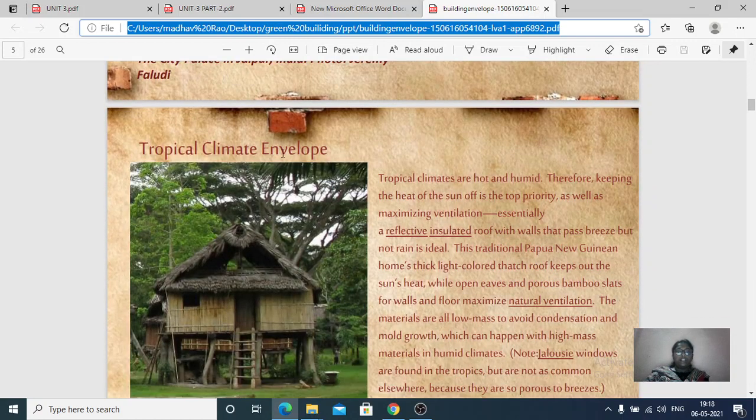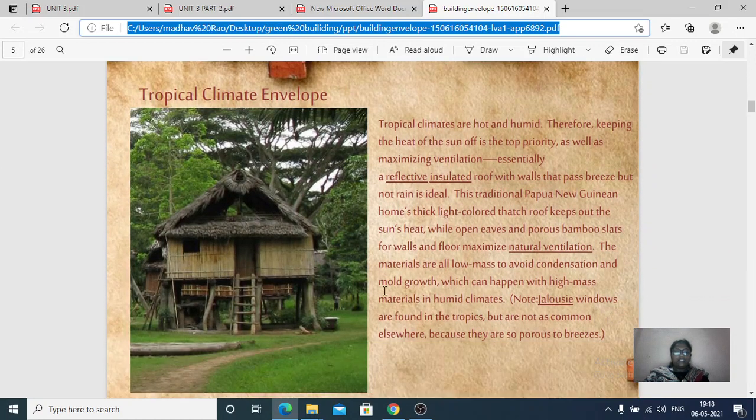So see here, the tropical climate envelope. Tropical climates are hot and humid, therefore keeping the heat of the sun off is the top priority, as well as maximizing ventilation. Whenever humidity is there, you will not get sufficient air. Even if you get sufficient air, it might not be cool, right? It may be filled with humidity. Whenever the air is filled with humidity, you will feel very hot, right?